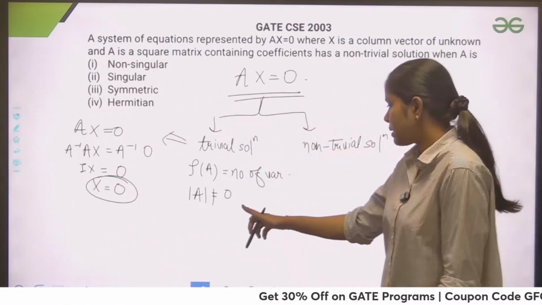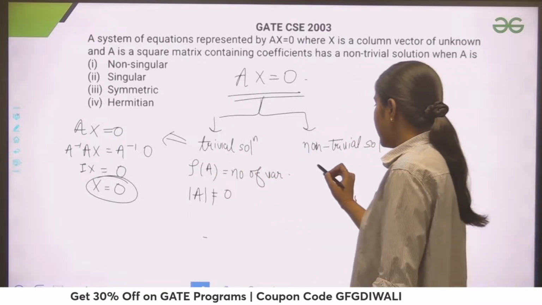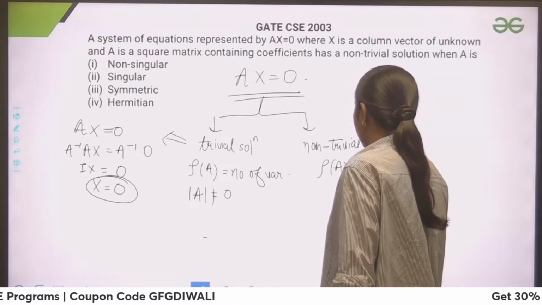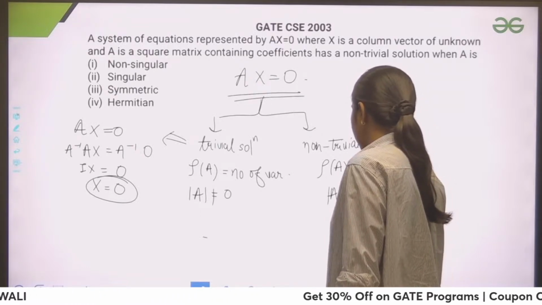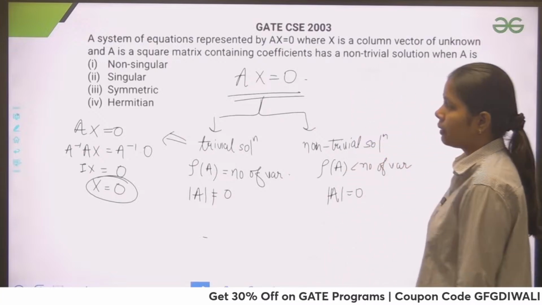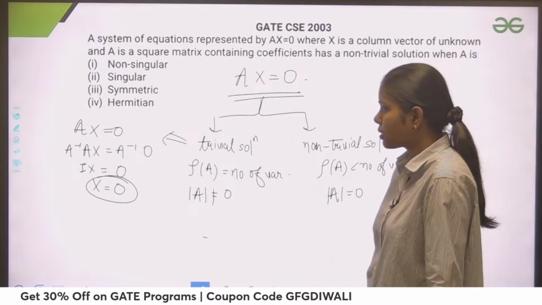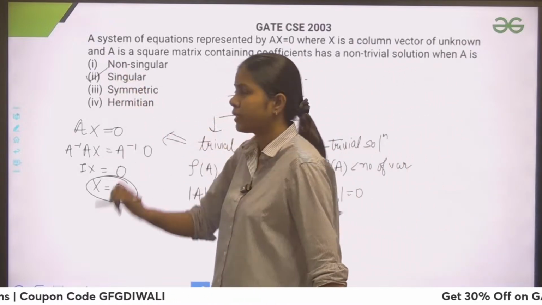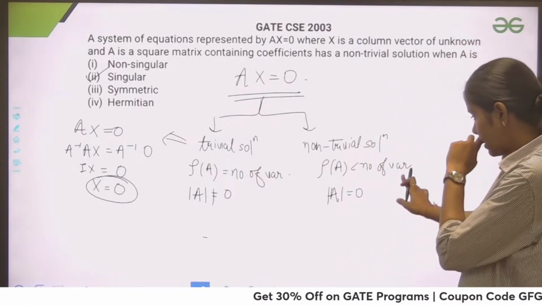So in this case the determinant of A is non-zero and the rank of A is equal to the number of variables. Similarly, for the non-trivial solution, the rank of A is less than the number of variables, the determinant of A is 0, and A inverse does not exist. Which option matches? Singular, non-singular, symmetric, Hermitian. This is a singular matrix. Singular matrices are those whose determinant is 0. Just remember this.